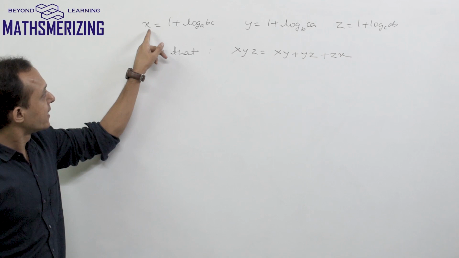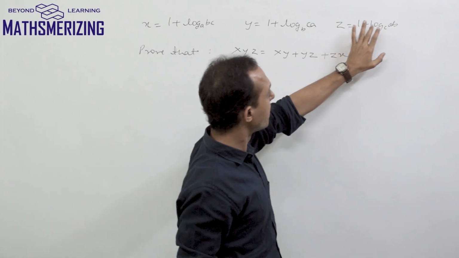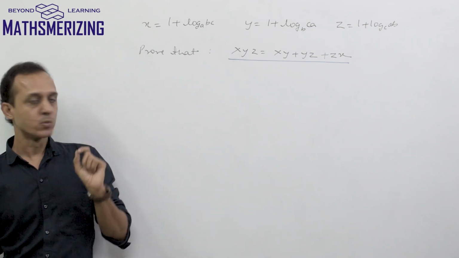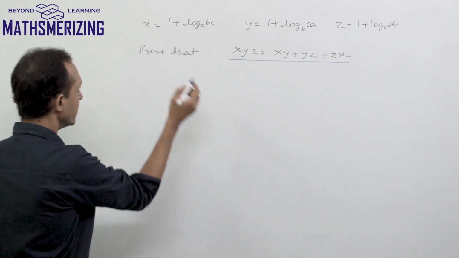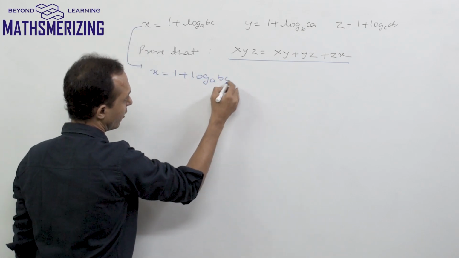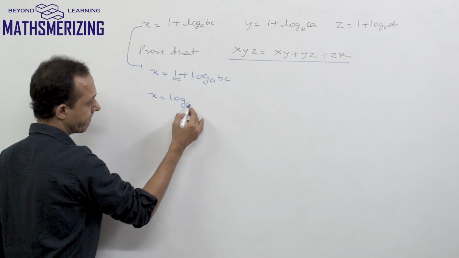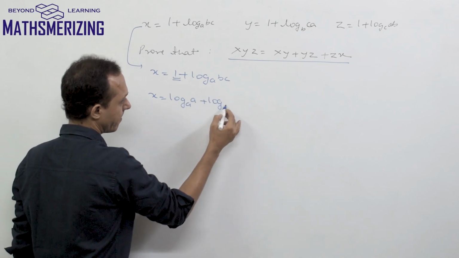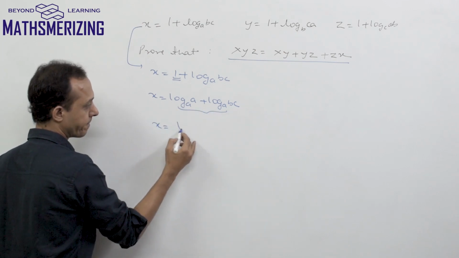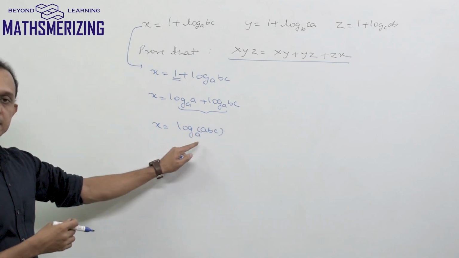Now the question is, if x is 1 plus log bc base a, y is 1 plus log ca base b, and z is 1 plus log ab base c, then prove that xyz is equal to xy plus yz plus zx. Now what I'll do is take up this x, which is 1 plus log bc base a. I can write this 1 as log a base a. So I'll simply write it as log a base a plus log bc. Now this is log m plus log n, so I'll write this as log abc to the base a.